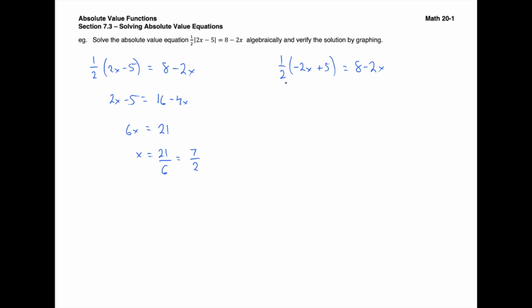For this one here, I'll do the same thing. I'll multiply the 2 to the other side, again, just to avoid fractions. So negative 2x plus 5. And this will give me then the same as before, plus 16, and then minus 4x. And again, don't forget to multiply through both terms.